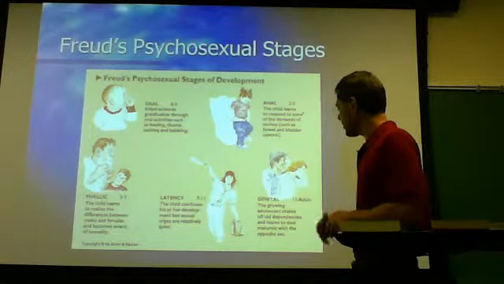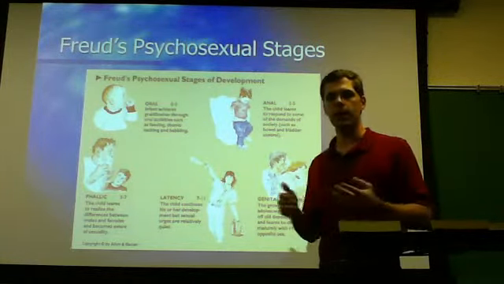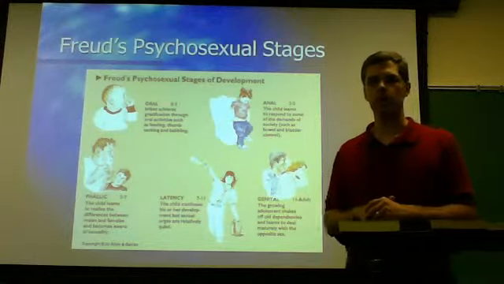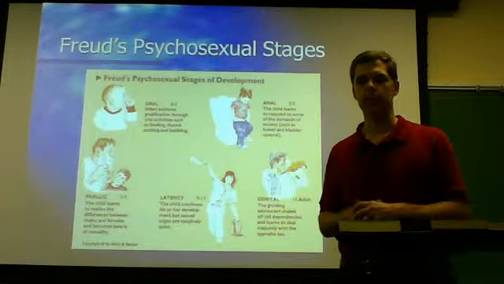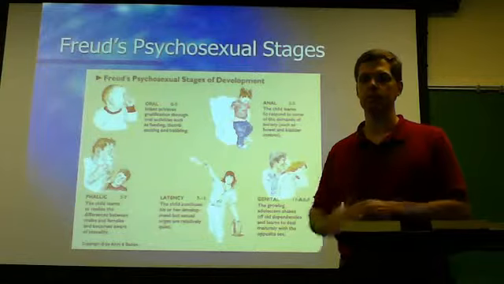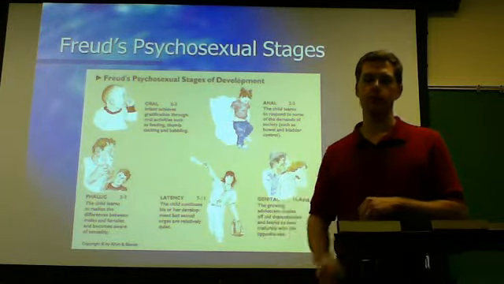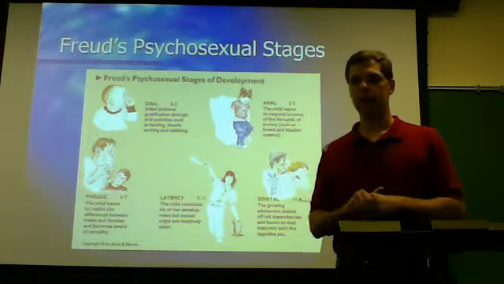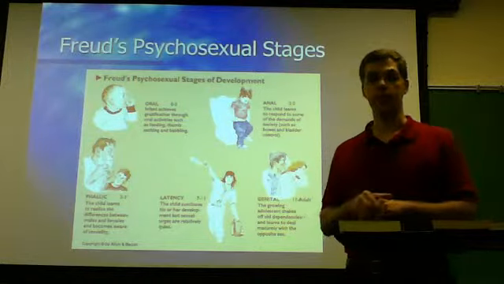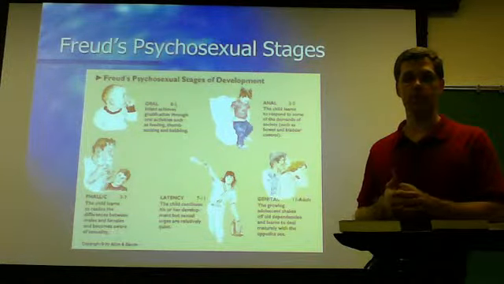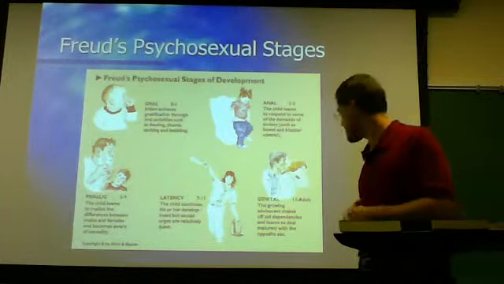And then the genital stage occurs just before puberty or at the onset of puberty, and that's where children begin to push against their parents, individualize themselves, and move forward as people of their own self.